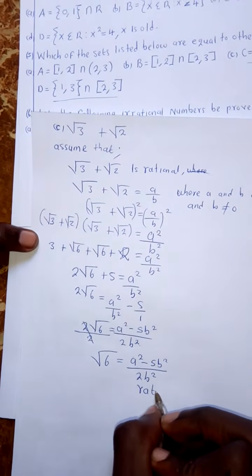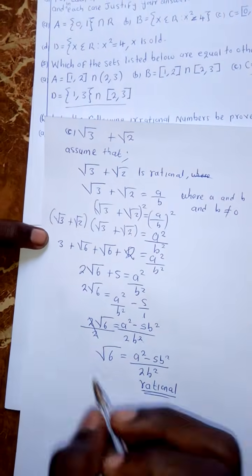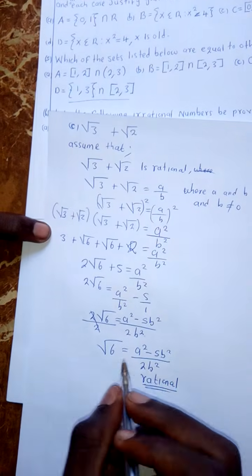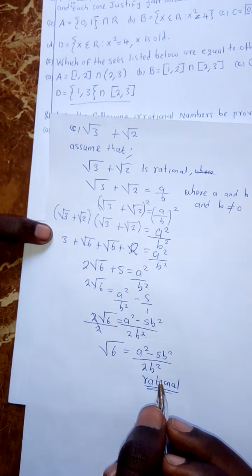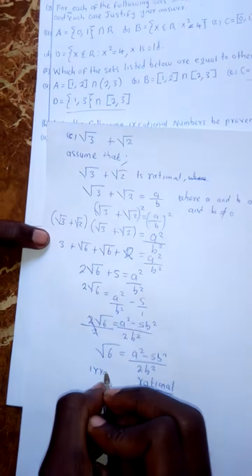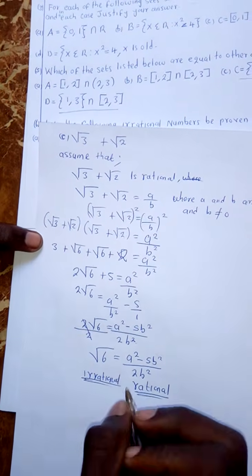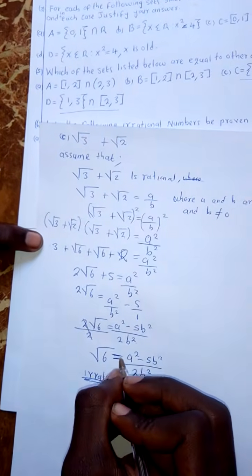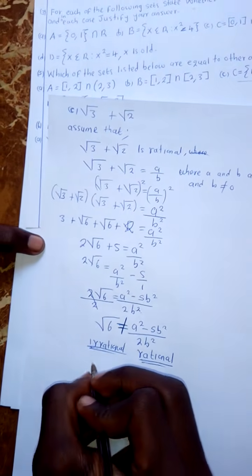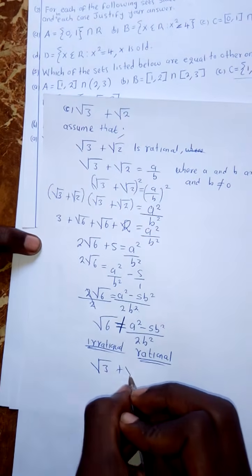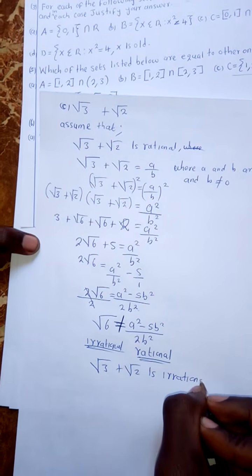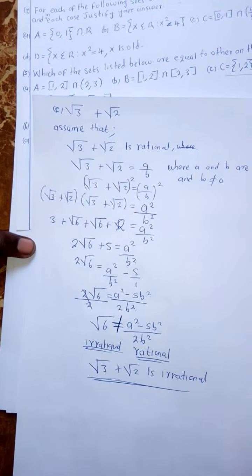Therefore, this side is rational. But then we know that root of 6 is irrational. The square root of some number which cannot be expressed in the form A over B is irrational. Therefore, this side is irrational. Therefore, meaning this equal sign is not able to hold. So therefore, we have proven that the root of 3 plus root of 2 is irrational, like this. Thank you so much.